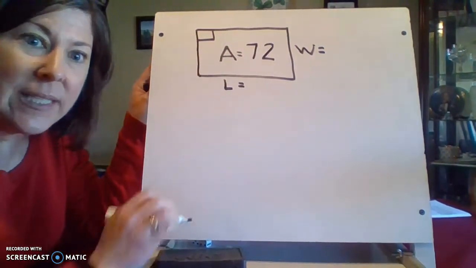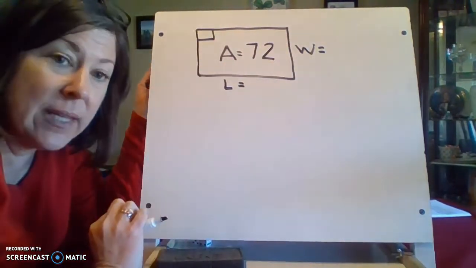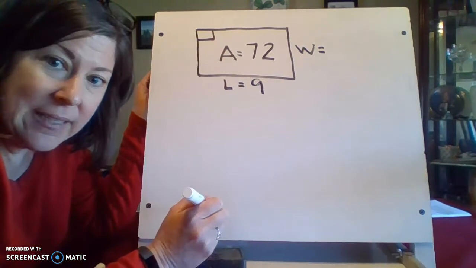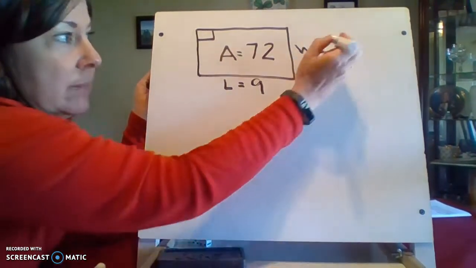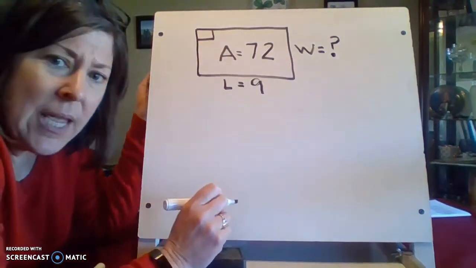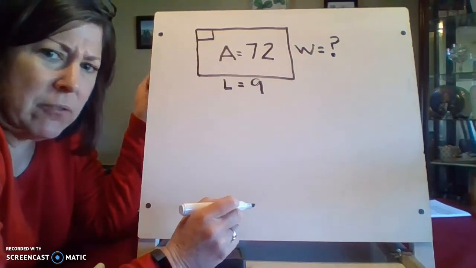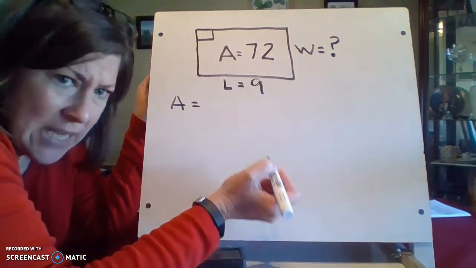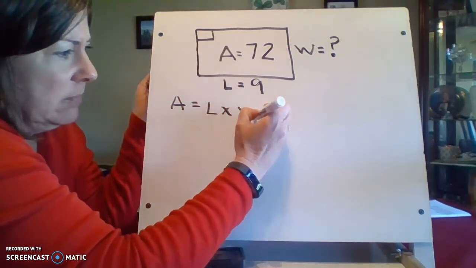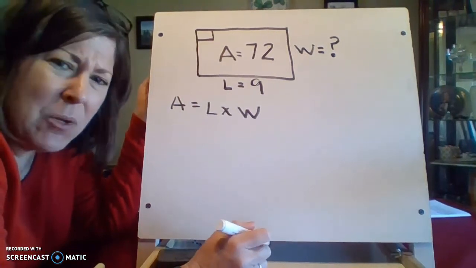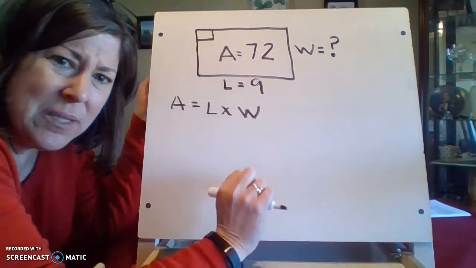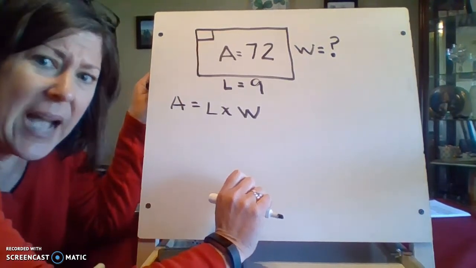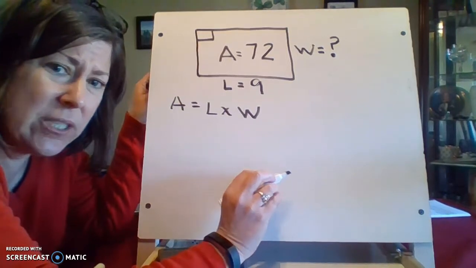So that means really 72 squares within this. The length was 9. I have to figure out the width. Now remember, what is the formula for area? The formula for area is length times width. Now, that doesn't mean I'm multiplying the 9 and the 72 because the 72 is the area. I actually have to find the missing piece of the multiplication sentence.